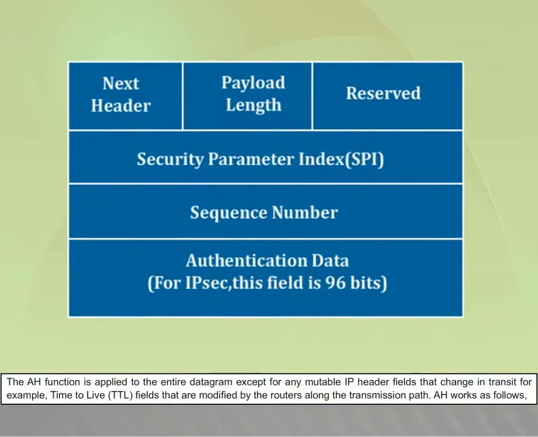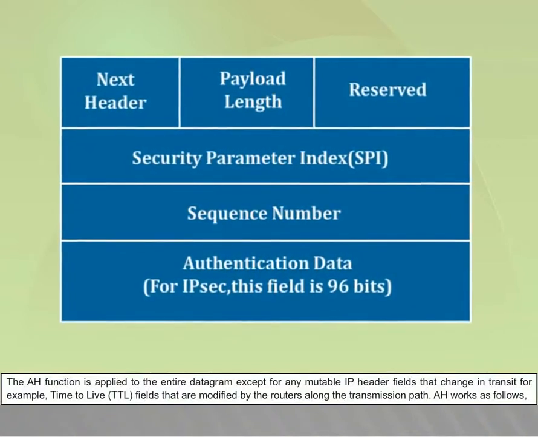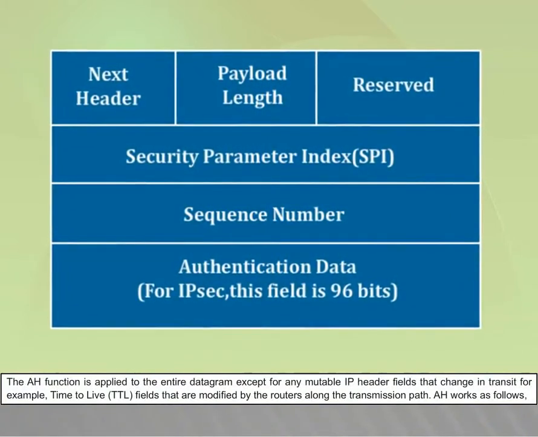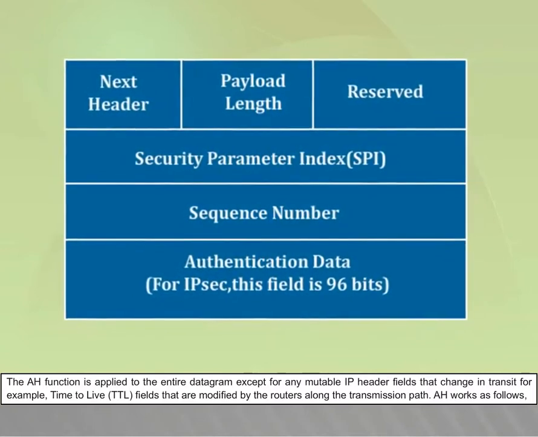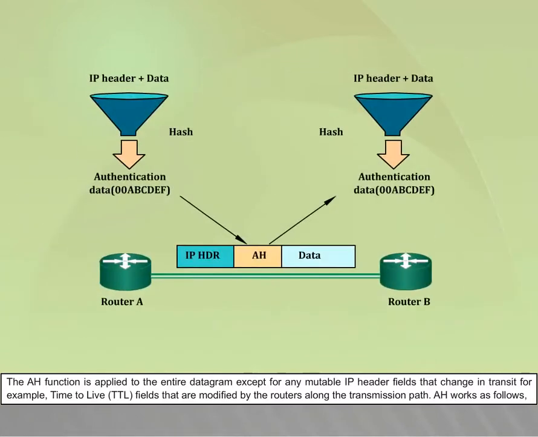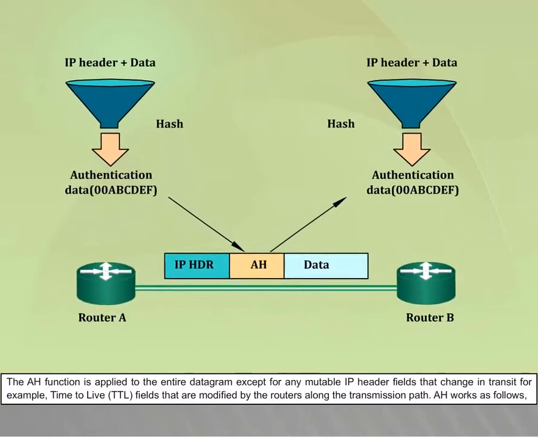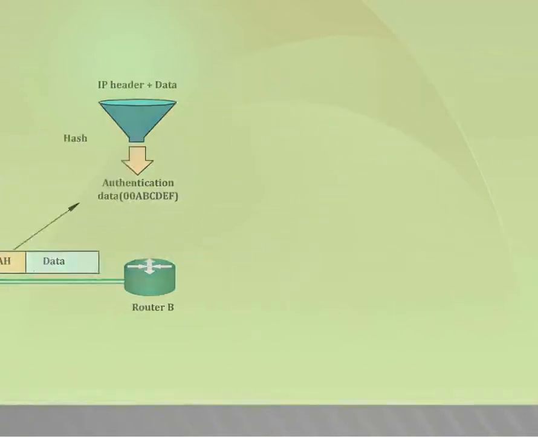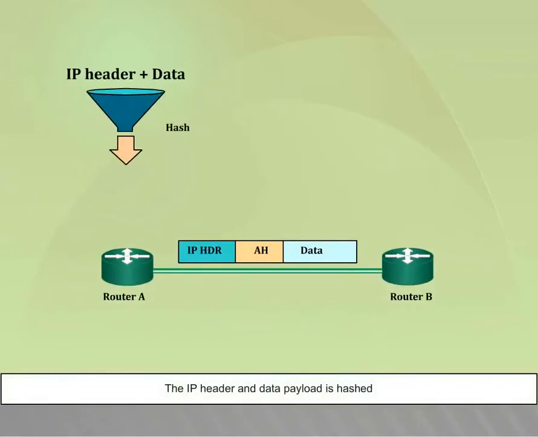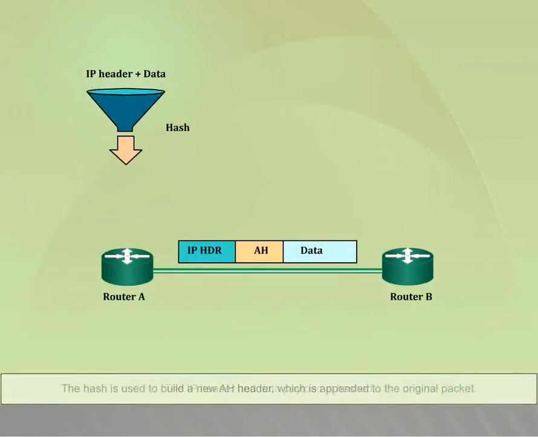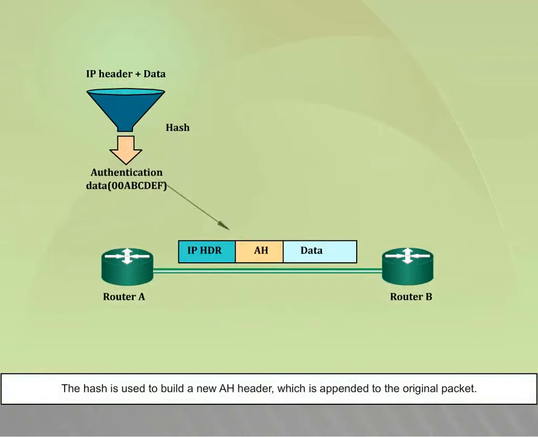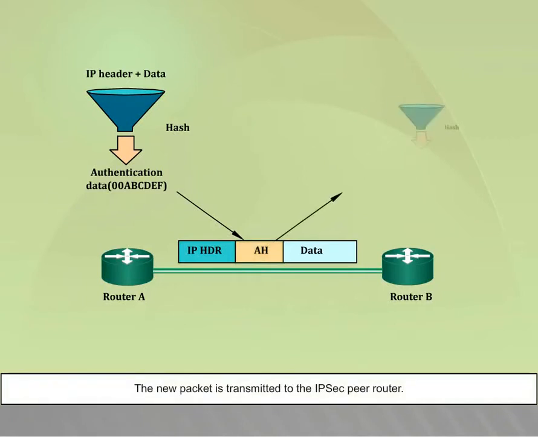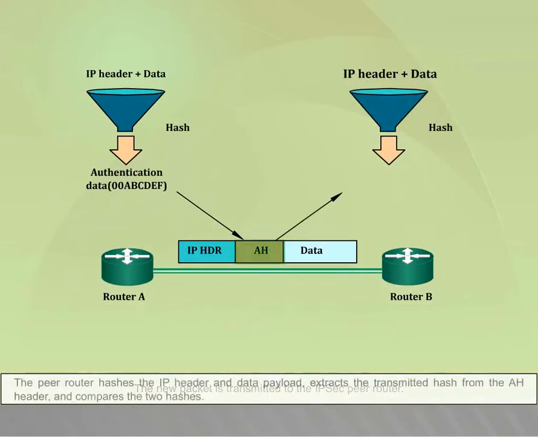The AH function is applied to the entire datagram except for any mutable IP header fields that change in transit, for example, time to live TTL fields that are modified by the routers along the transmission path. AH works as follows. The IP header and data payload is hashed. The hash is used to build a new AH header which is appended to the original packet. The new packet is transmitted to the IPsec peer router.